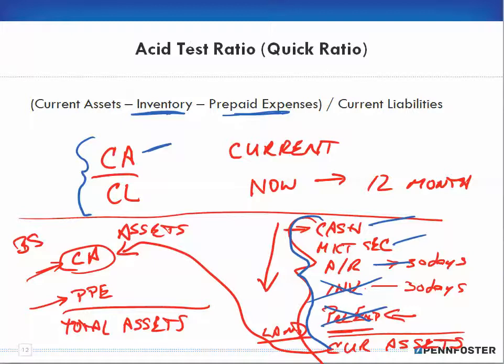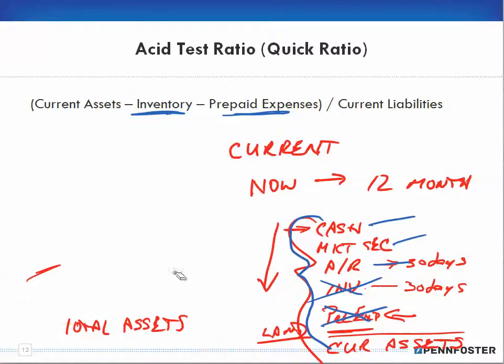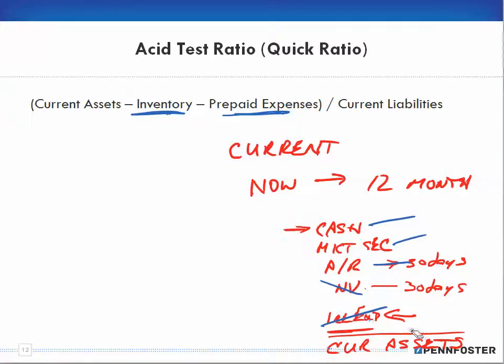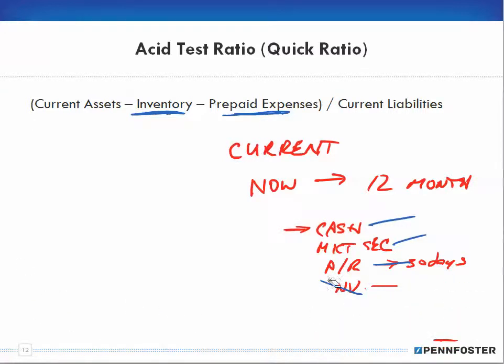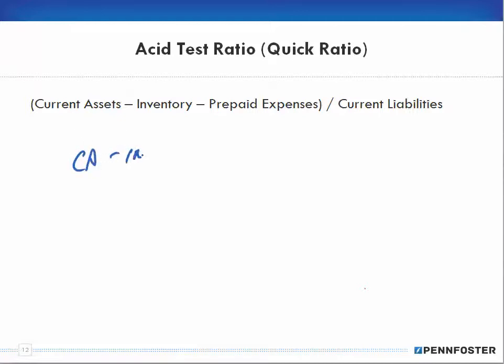Okay. Now, this is all on a higher level. Okay, let me erase all of this, as I'm talking about this on a high level. Okay, and if you look in the textbook, that's the formula that is presented in the textbook. Current assets minus the inventory minus your prepaid expenses over your current liabilities.